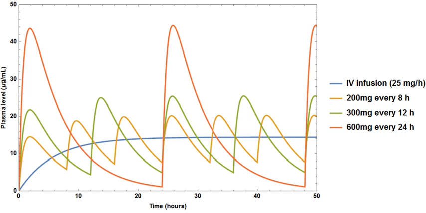PBPK models are data-hungry, many parameters need to be set, and they may take a long time to develop and validate. For that reason, they have been criticized for delaying the development of important regulations.